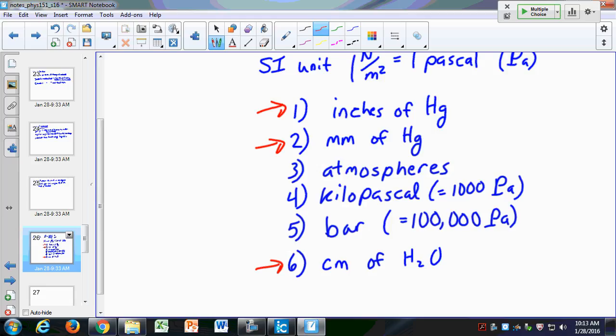You can have three possible sources of pressure in a fluid. Three possible sources. You can have one, the weight of the fluid.